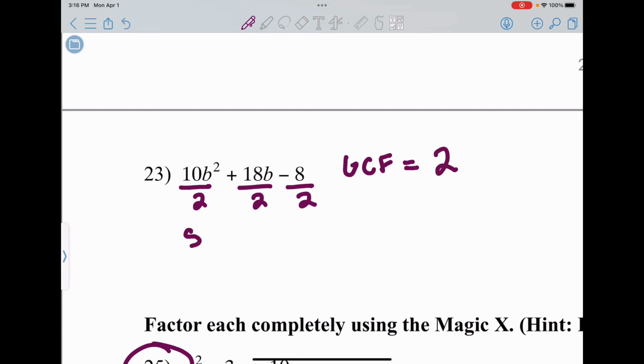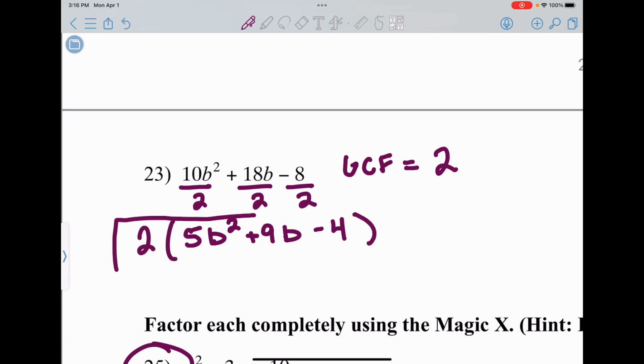10 divided by 2 will be 5, with that b squared. 18 divided by 2 is 9, and 8 divided by 2 is 4. And I always need to remember to write the greatest common factor on the outside. Now that we've factored with the greatest common factor, let's practice factoring with our magic X.